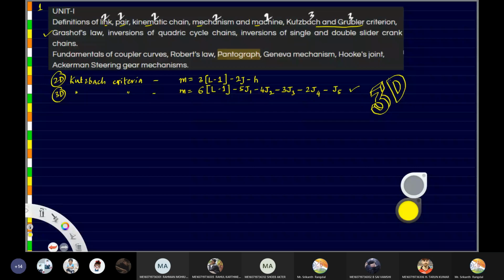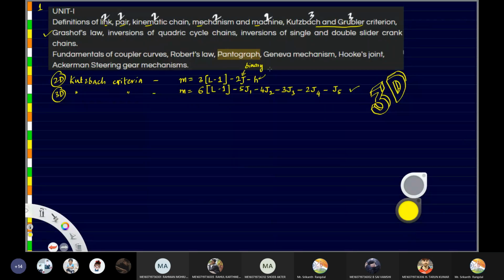Very good. So that is the primary reason why we are taking 6 in place of 3. In 2 dimensions, there are 3 degrees of freedom overall. In 3 dimensions, however, there are 6 degrees of freedom. And when we are talking about joints, here in 2 dimensions, there is only a binary joint. Binary means after making the joint, only 1 degree of freedom is left.